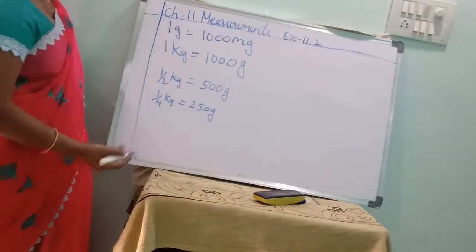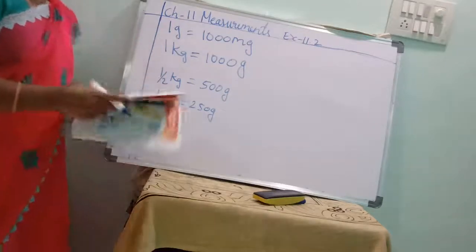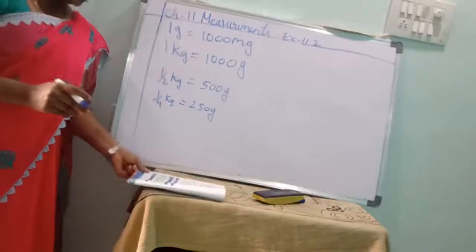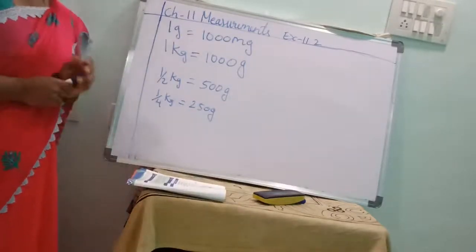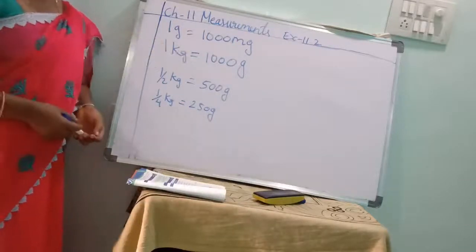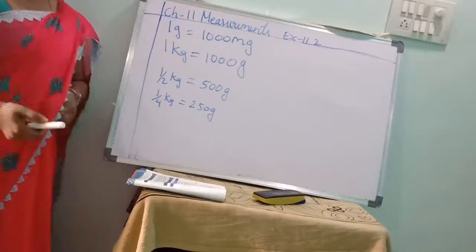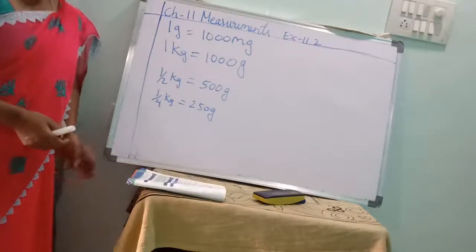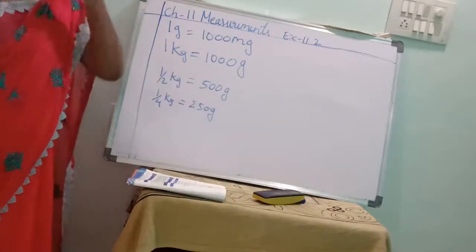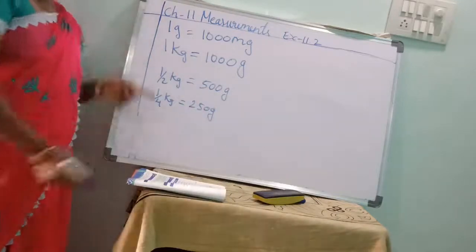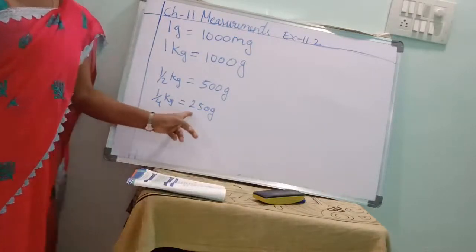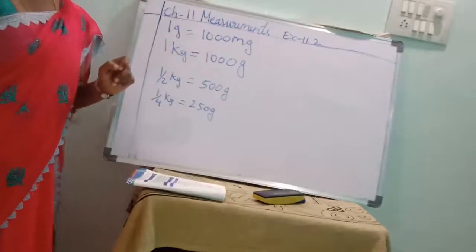1/4 kg is equal to 250 grams. Understood, children? When we go to buy vegetables, we will ask for 1 kg or half kg. Yes or no? Half kg tomato give me, 1 kg potato. Like that we will ask or not? Half kg means what? 500 grams. Mirchi, we will buy 1/4 kg. We say in Telugu pav. That is 250 grams. Understood, children?